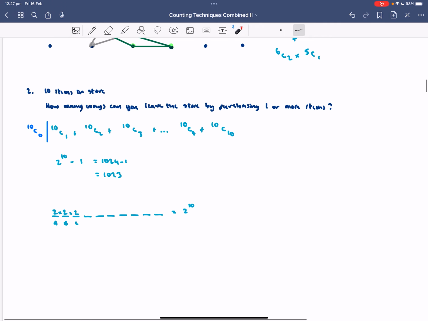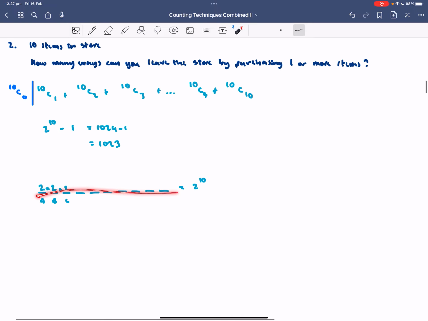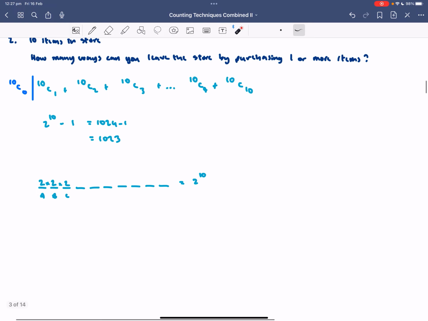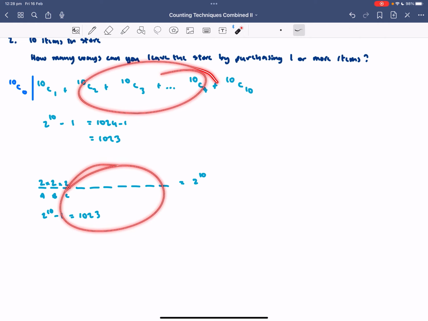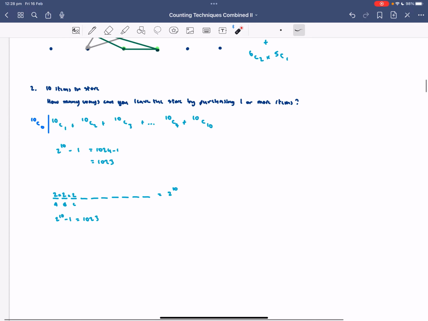However, the question says you need to purchase one or more. So there would be one of these choices that's illegal: the one choice where you didn't buy A, didn't buy B, didn't buy C, etc. One of these options is where you chose to buy nothing at all. So that's why at the end of the day, we do 2 to the power of 10, take 1, and you get the exact same answer, 1023. So there are two ways you can think of the question, either using the choose notation or using logic to know that you have two choices at each item as soon as you reach that item.